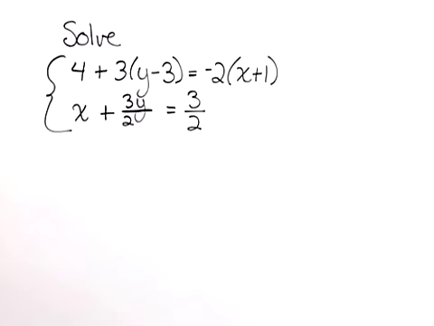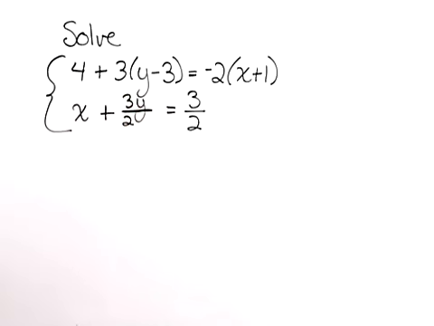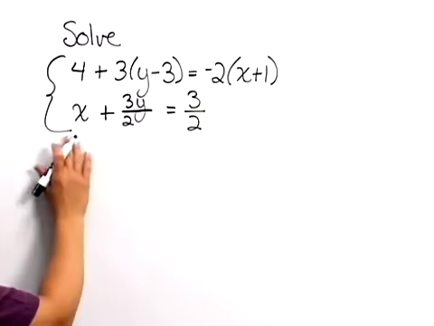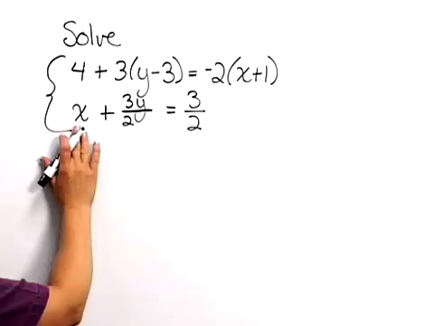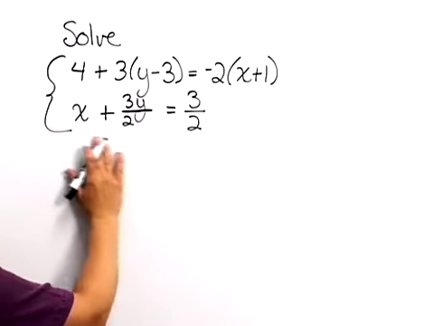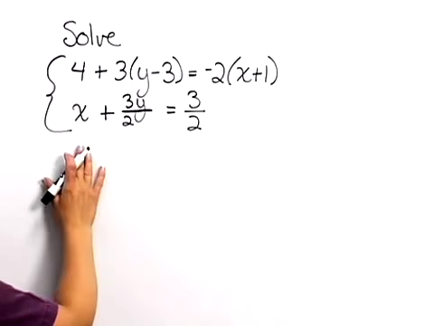For this particular problem, we can solve by any method we choose. I notice that neither of these are in standard form or have a variable by themselves. However, this bottom equation here would not be very hard to solve for x. So let's go ahead and do that, and then we'll replace it in the first equation and see what happens.